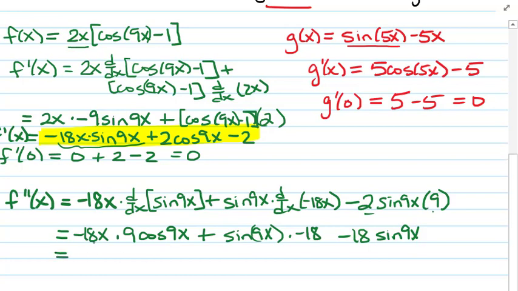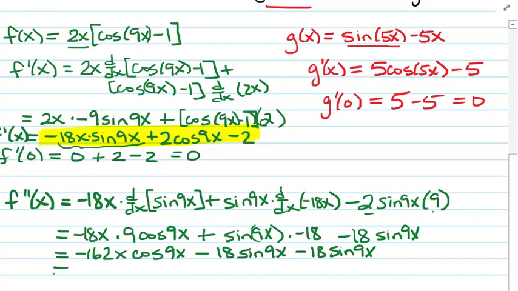So negative 18 times 9 is negative 162x cosine of 9x minus 18 sine 9x minus 18 sine 9x. And those two are like terms, so we actually have negative 162x cosine of 9x minus 36 sine 9x. So that's our second derivative.